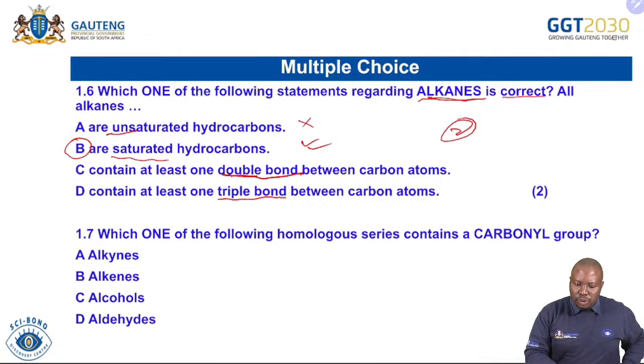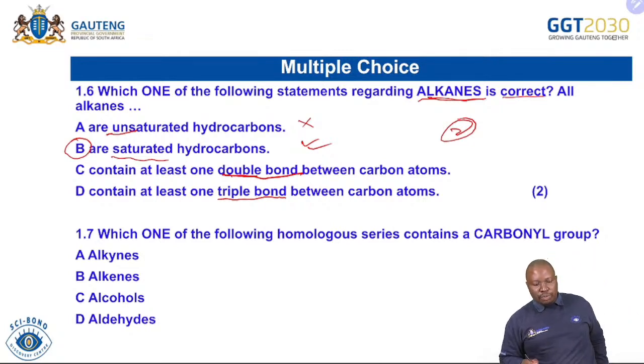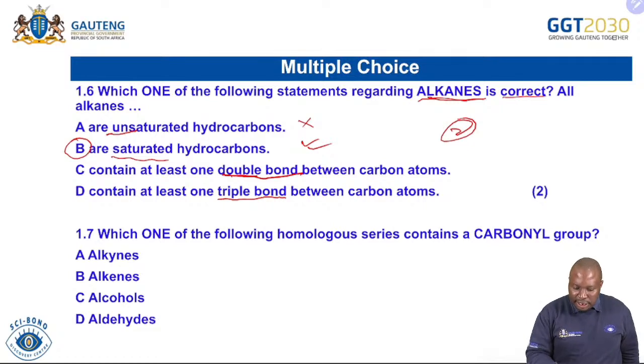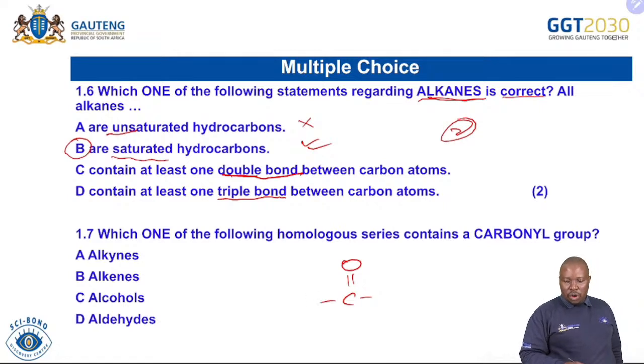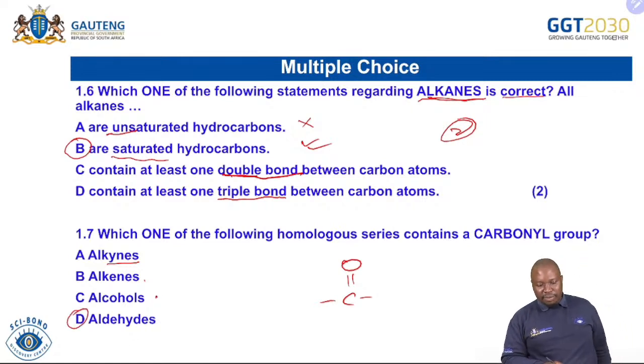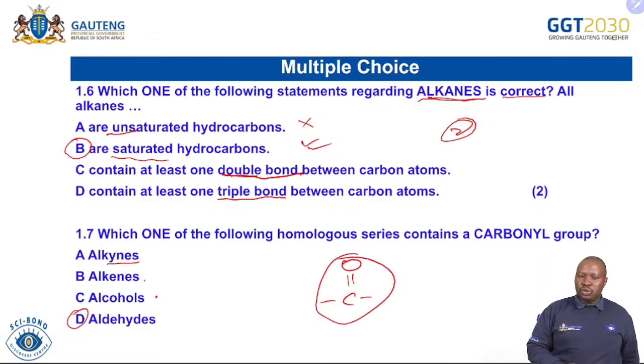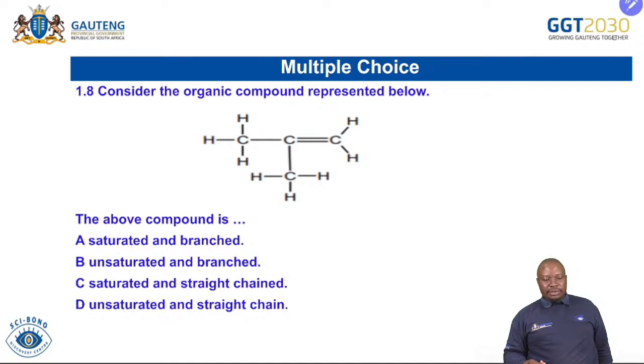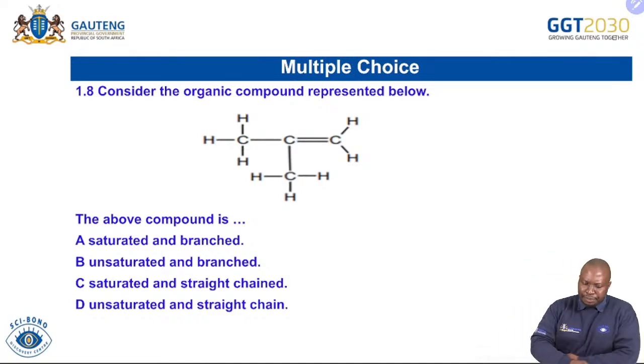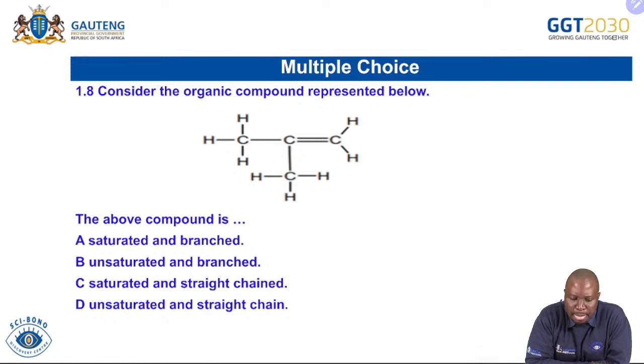Which one of the following homologous series contains a carbonyl group? You will remember, we said a carbonyl is a C double bond O. So you will say, okay, alkynes have a triple bond, alkenes a carbon-carbon double bond, alcohols the OH. So the only option that we have is the formyl group, because in the formyl group we still have the C double bond O. So you are able to know that the option there is D. You get your 2 marks. I hope we have done as many multiple choice questions as possible. I think this will be our last multiple choice question.